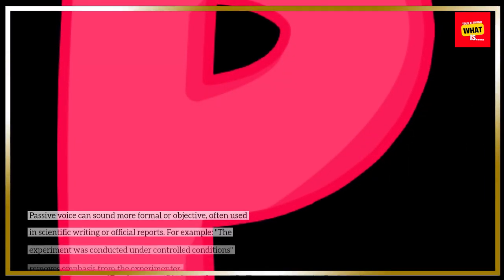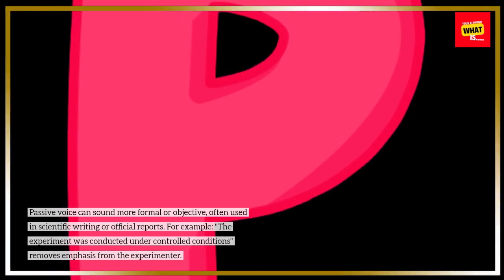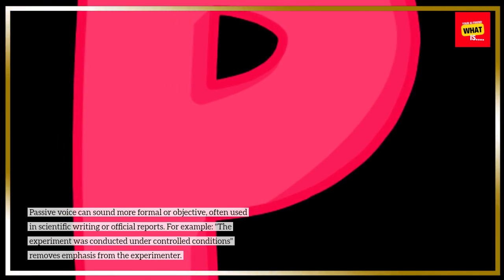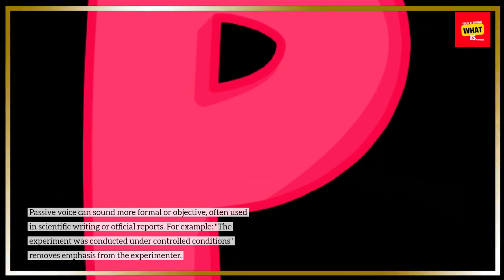Formality and objectivity in passive voice. Passive voice can sound more formal or objective, often used in scientific writing or official reports. For example, "the experiment was conducted under controlled conditions" removes emphasis from the experimenter.